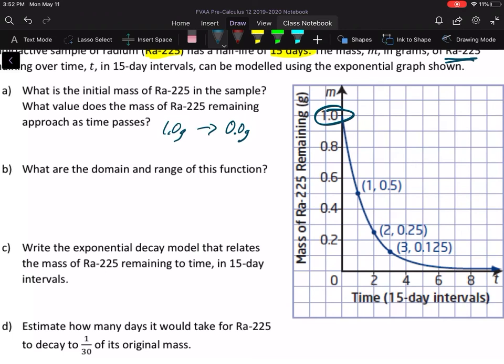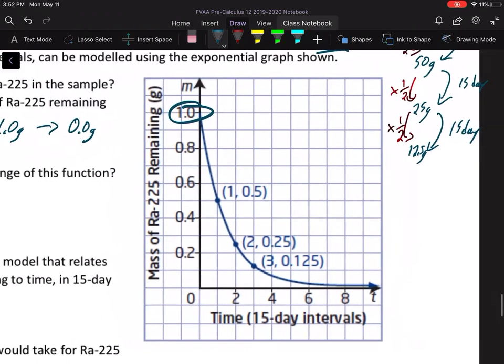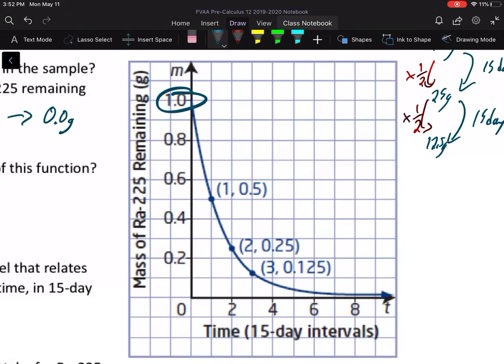We can know that, so even though after 15 days most of the mass of this radium-225 is gone, this tail of the graph here can go on for a very long time to very small numbers. And so that allows us to make predictions for long periods of time.